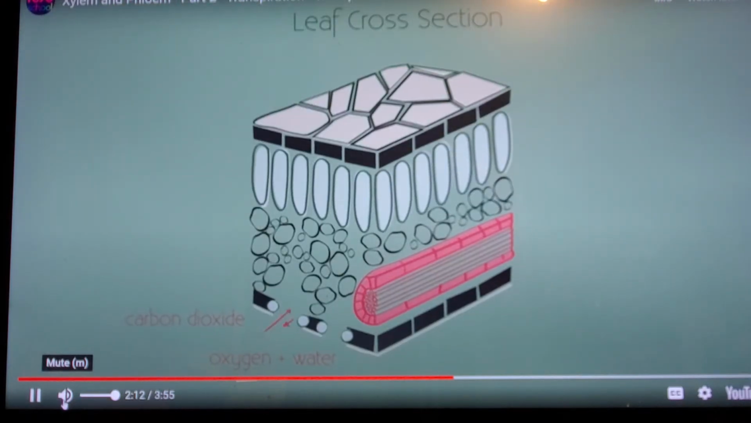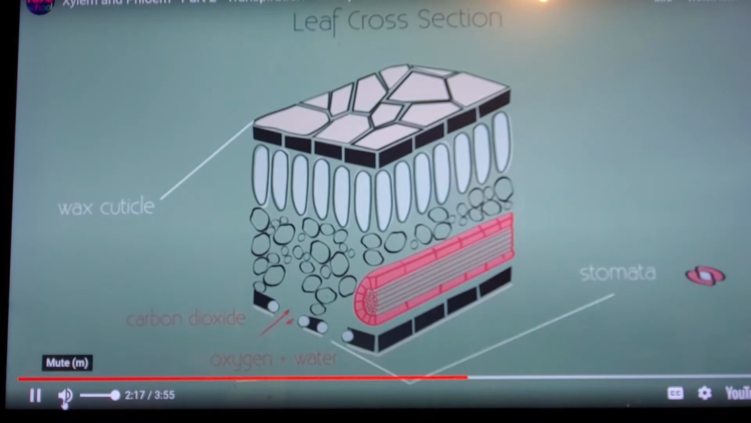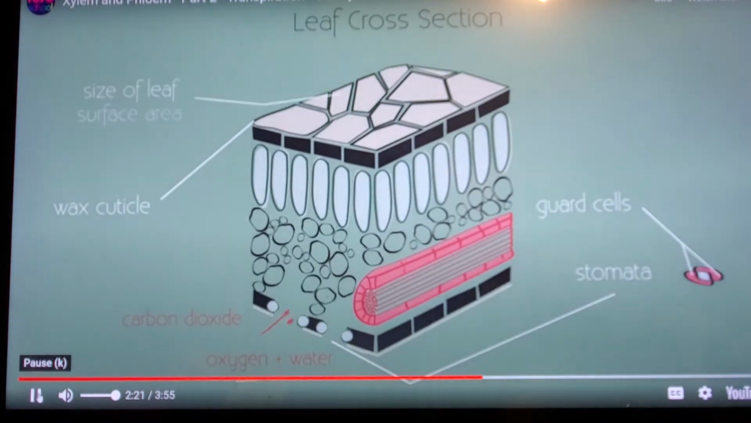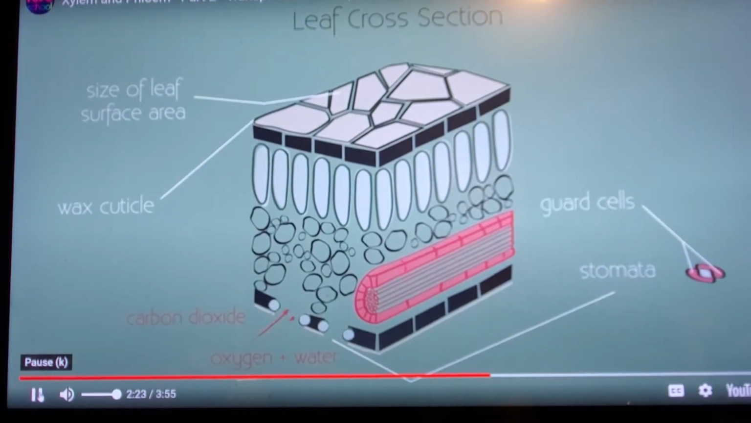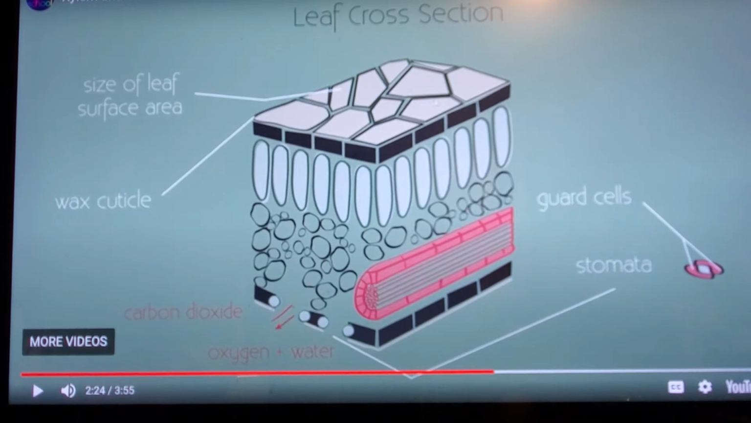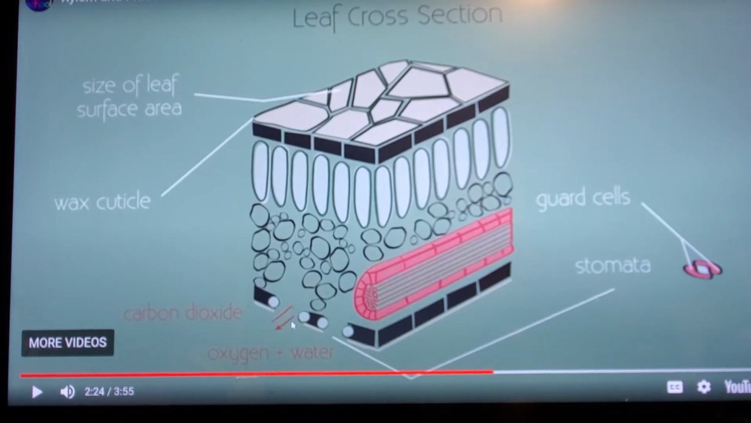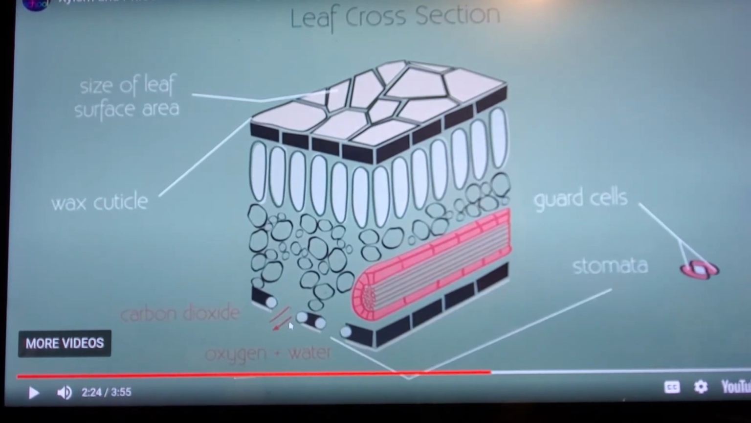Then there are also physical factors, like does it have a waxy cuticle? How many stomata does it have? The nature of the guard cells, how large is the leaf surface area, and is the leaf folded or flat. So some plants do have a wax cover that doesn't allow as much water to evaporate away. Some of them have the stomata, the openings, on the bottom only, so it doesn't get hit by the sun. They don't lose as much water as well.